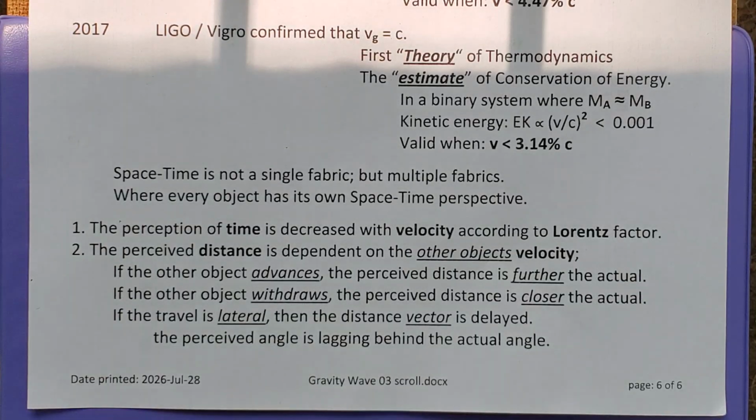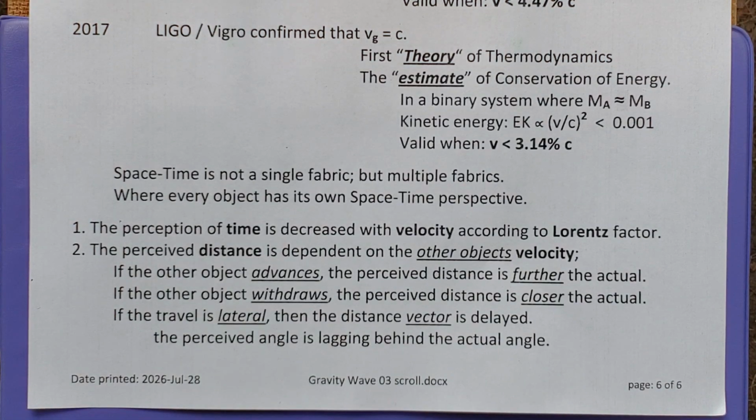Contrary to Einstein implying that space-time was a single fabric, it turns out that space-time is multi-fabric. Every object has its own perspective, depending on its own velocity, and must be taken into account by outside observers. Did I mention that mass does not increase with velocity? Unlike mass, observed distance to high-speed objects is dependent on the object's velocity. Fast objects coming towards an observer appear further than they truly are, while fast objects moving away from an observer appear closer than they truly are.